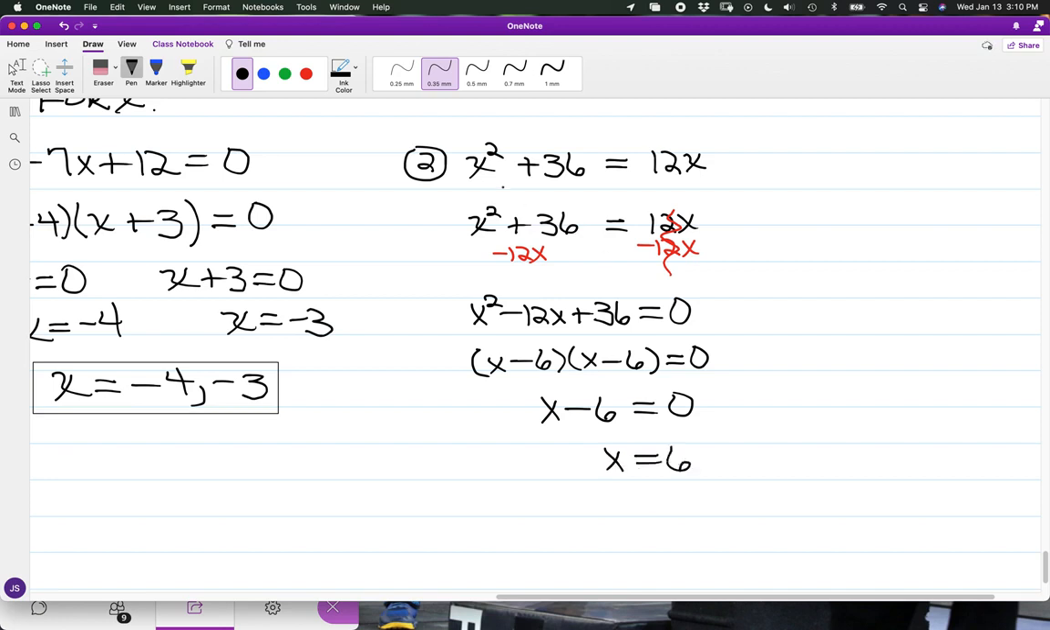And checking out, 6 squared is 36, plus 36 is 72. And simultaneously, 12 times 6 is 72. And 6 will be the only solution that will cause this equation to ring true.